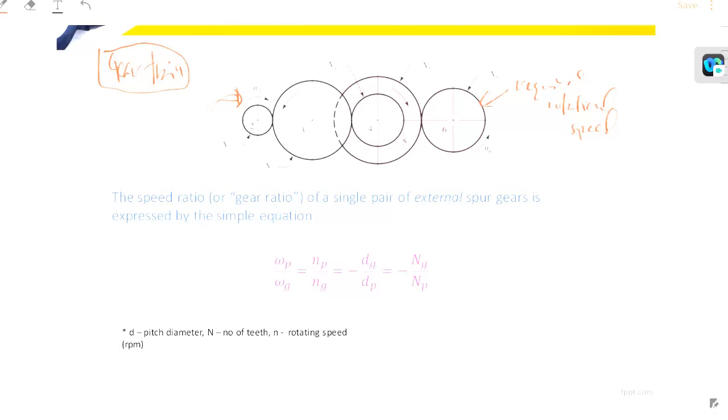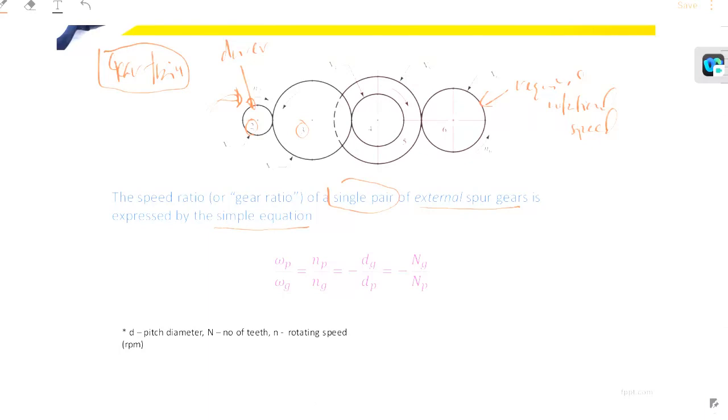The speed ratio or gear ratio of a single pair of external spur gears is expressed by a simple equation. Single pair means driver and driven. Let's see gear 2 and gear 3. Gear 2 is the driver of this single pair, gear 2 and gear 3.